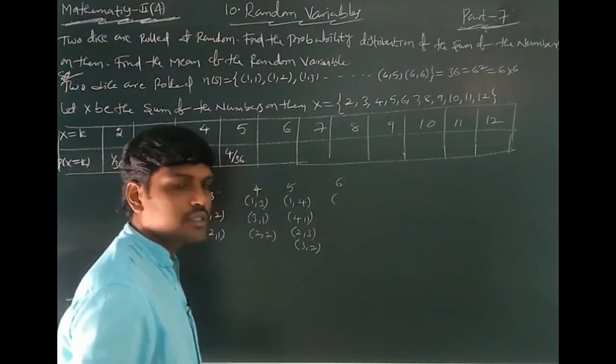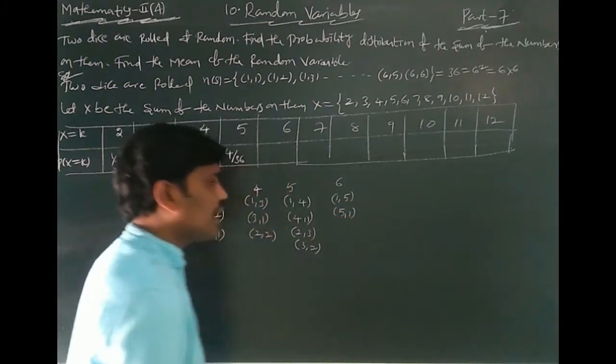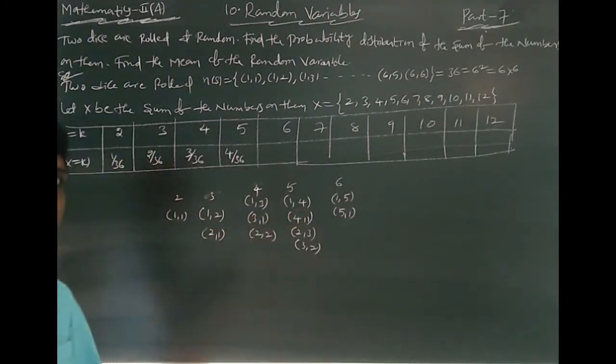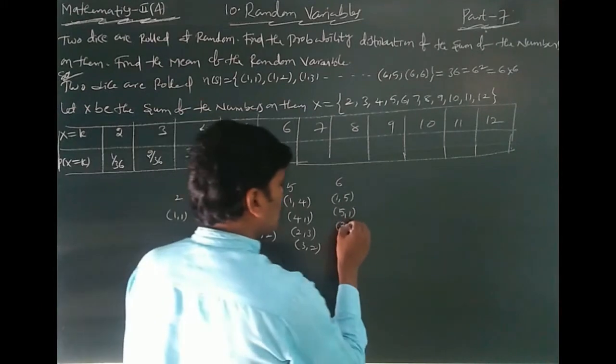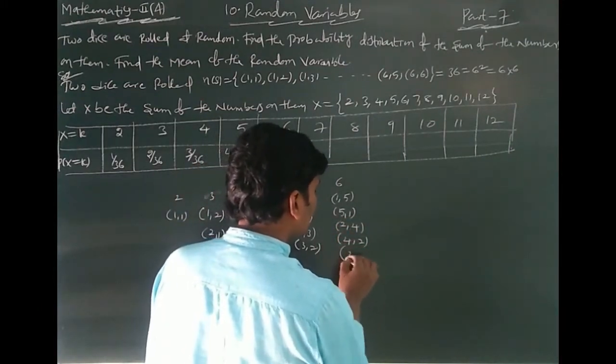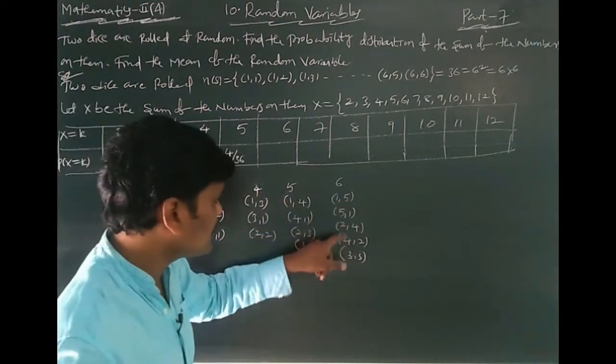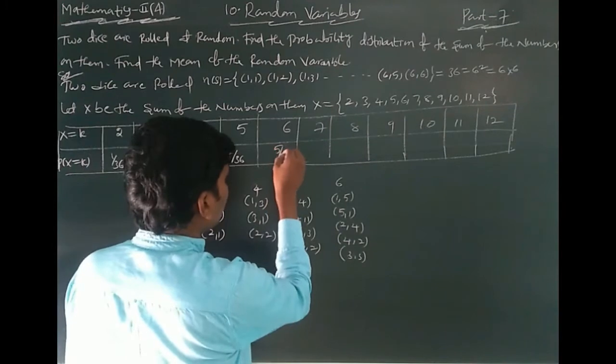Sum 6, how much? 1 comma 5, 5 comma 1, 2 comma 4, 4 comma 2. Next, 3 comma 3 also makes 6. Anyone else? Not there. Total how many cases? 5 cases. 5 by 36.